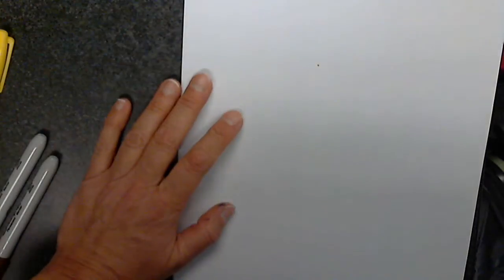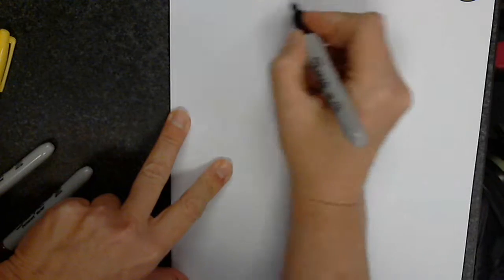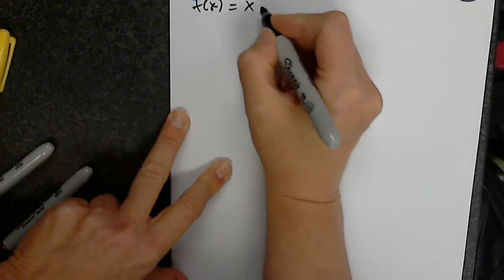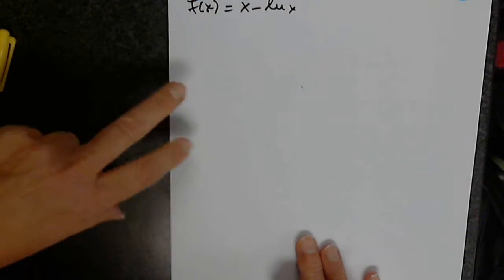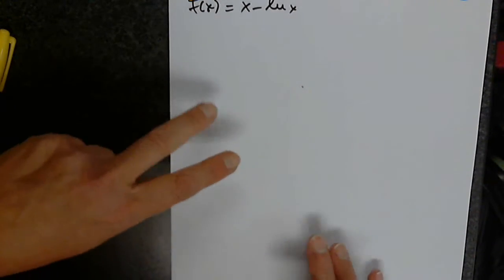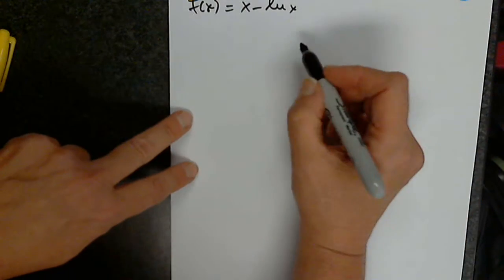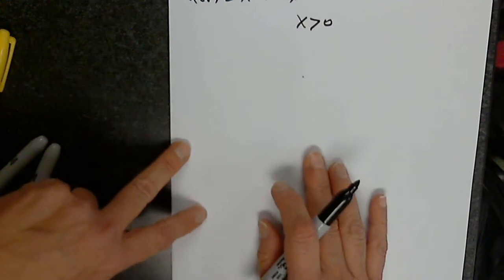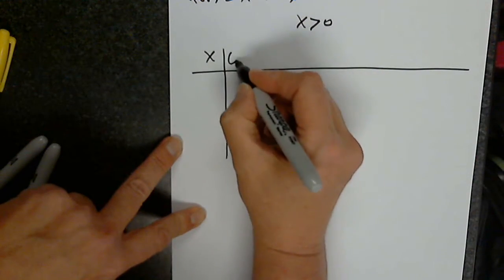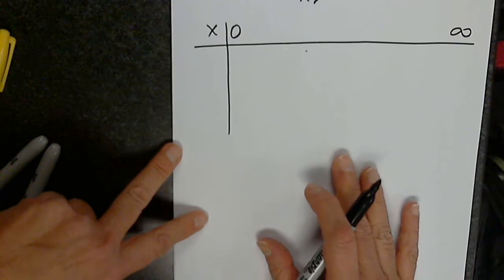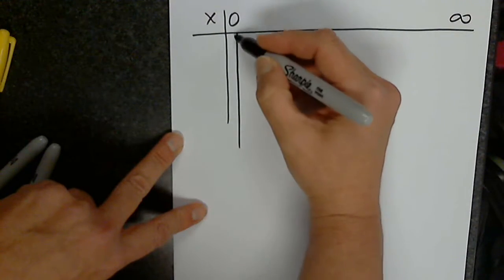Oh, no. Okay, so now the last one. f of x equals x minus natural log x. Okay? So I said everything. Good. So first of all, I have to start with the domain. I know that the domain is greater than 0. So when I get the chart going, I will have 0 to infinity. And of course, a vertical asymptote at 0.